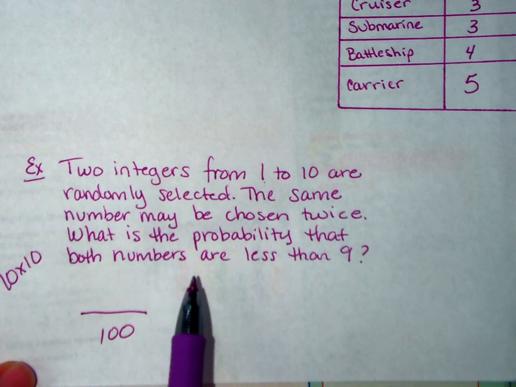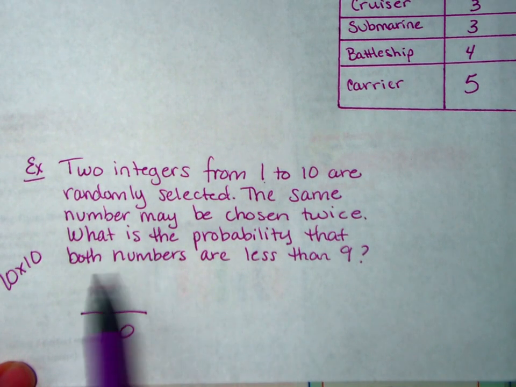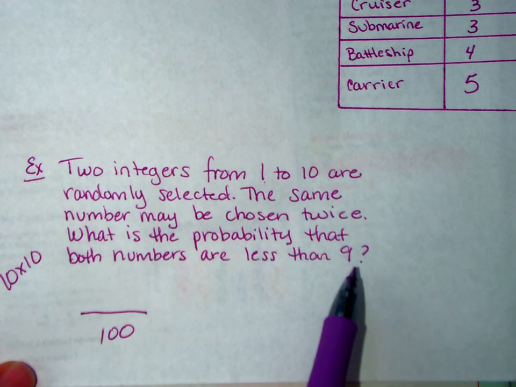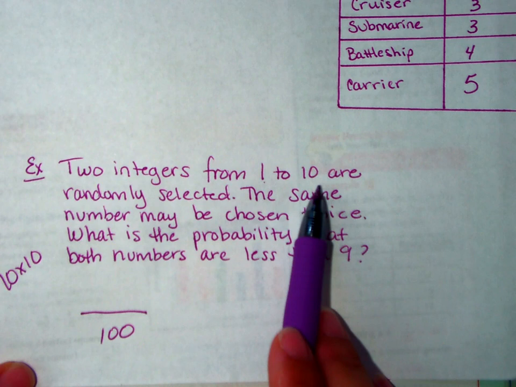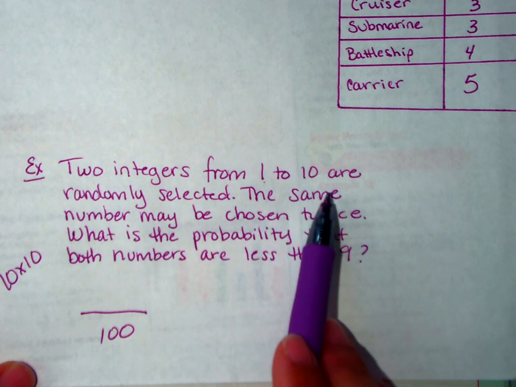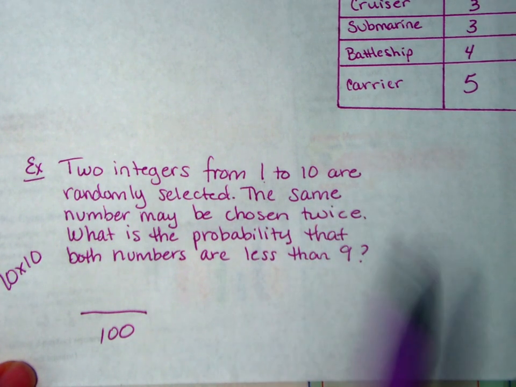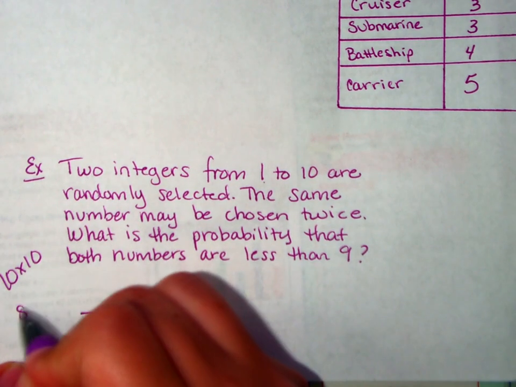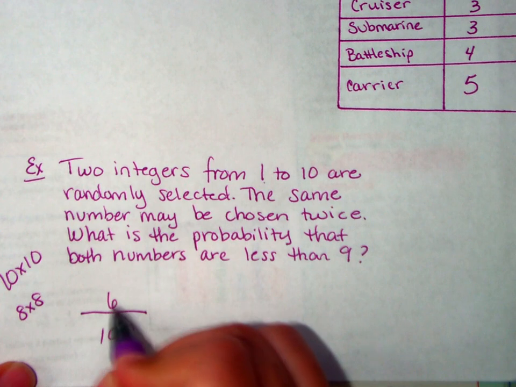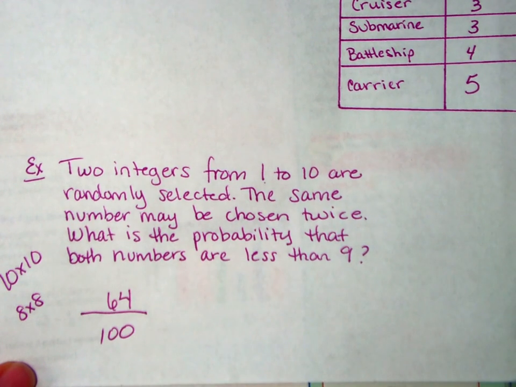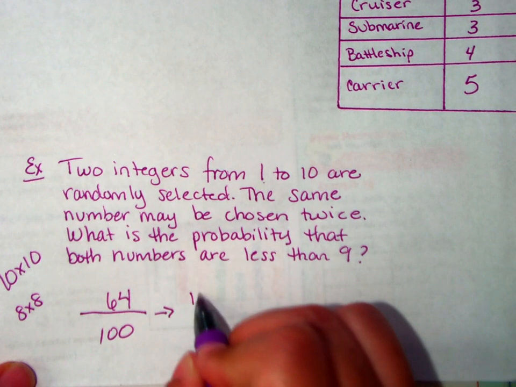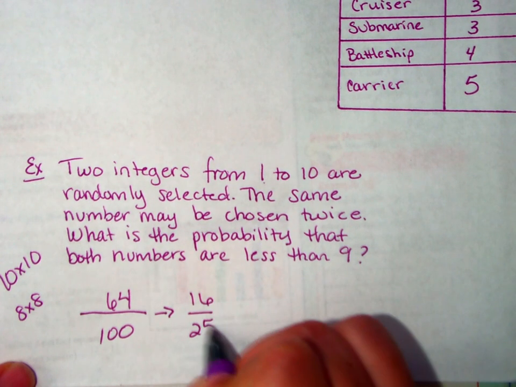Now I want both numbers to be less than 9. Well, what numbers are less than 9 from 1 to 10? It's 1 to 8. So now there's only 8 options. So, and I'm picking 2, and they can be chosen twice. So 8 times 8 is my 64. Okay, and then you can reduce that by just dividing both by 4, and we get 16 over 25.